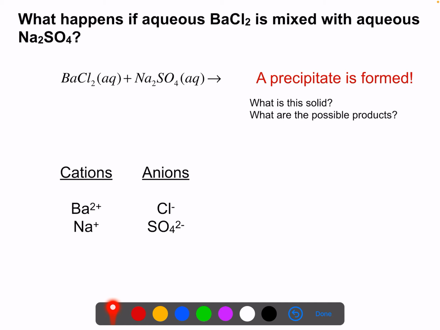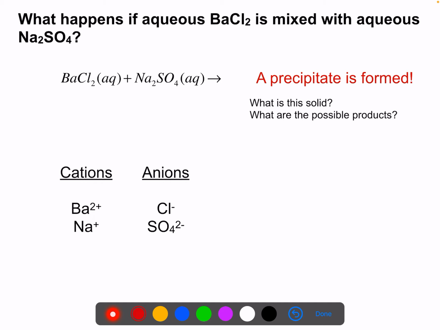So it could be barium coming together with chloride, and that would be barium chloride. But we know that barium chloride is soluble because we started with this and it did not form a precipitate. So it can't be barium chloride. It could be sodium sulfate, right? We're just combining cation and anion, but we started with sodium sulfate and we know that was, again, soluble.